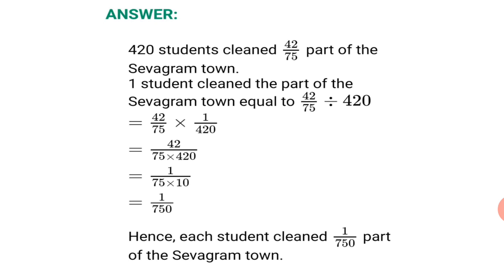This is equal to 42 upon 75, division we convert to multiplication and we write the reciprocal of 420 as 1 upon 420. Now you have 42 upon 75 into 1 upon 420. 42 ones are 42 and 42 tens are 420. So what is left? 1 in the numerator, 75 into 10 as the denominator. This is equal to 1 upon 750. Hence, each student cleaned 1 upon 750 part of the Sevagram town.